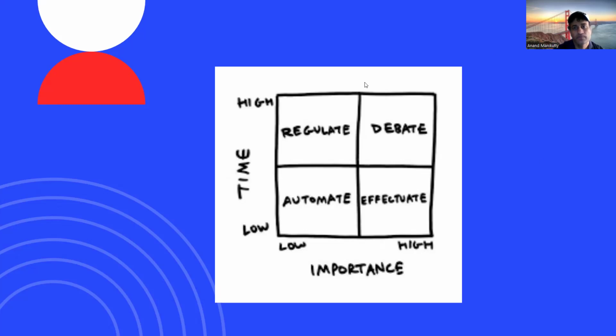So this is a 2x2 that was introduced by Neil Pasricha, at least to me. So Neil Pasricha introduced this 2x2 matrix, and that was the first time I saw it. And this 2x2 matrix is about how we can improve our decision making, and at the same time reduce stress levels when it comes to decision making.